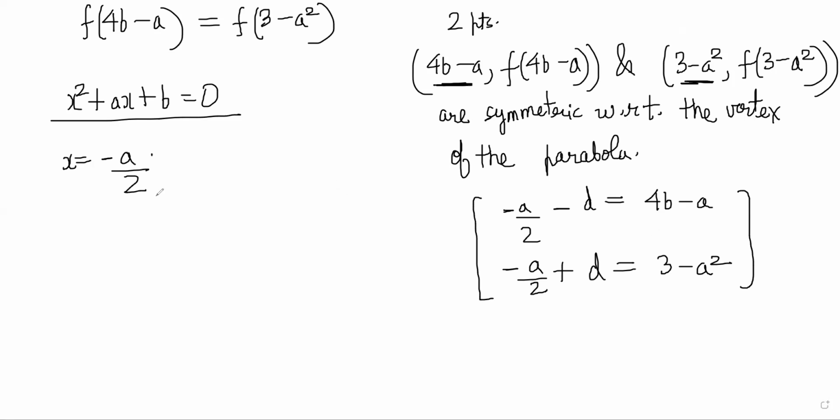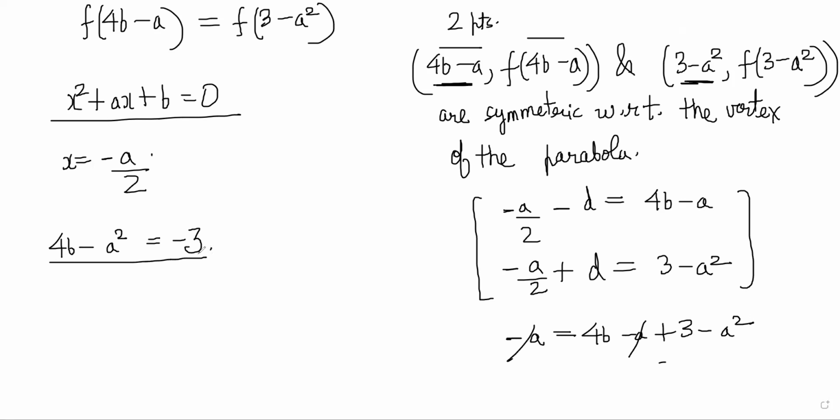Because the vertex is at minus a by 2, you have to go some distance behind it and some distance ahead of it for these points to be symmetric with respect to the vertex. So if you add these two expressions, you'll get minus a is equal to 4b minus a plus 3 minus a square, right? So this can get cancelled now, and we end up getting basically 4b minus a square is equal to minus 3. 4b minus a square is equal to minus 3, right?